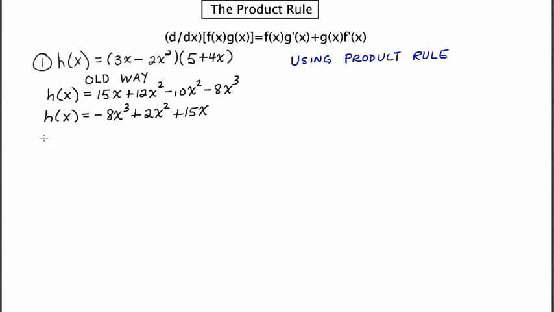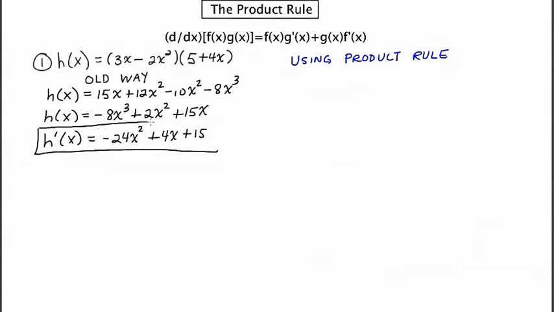And now I'm going to take the derivative using the power rule on each of these three terms. So the first term we get negative 24x squared plus 4x plus 15. Pretty easy. We'll hang on to this answer. And then when we do it using the product rule, let's hope that we get the same thing. Okay, so let's get set up here. This is going to be our first example using the product rule, and I'm going to use the function that we just used a moment ago to illustrate this.